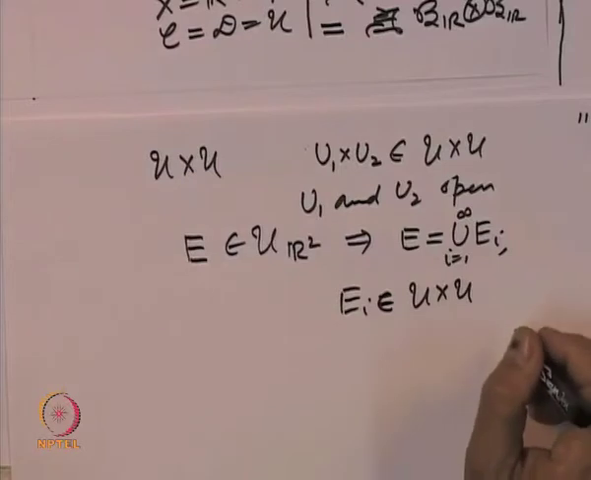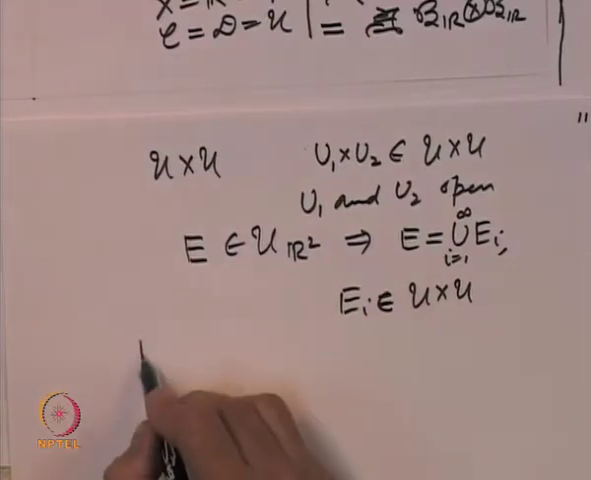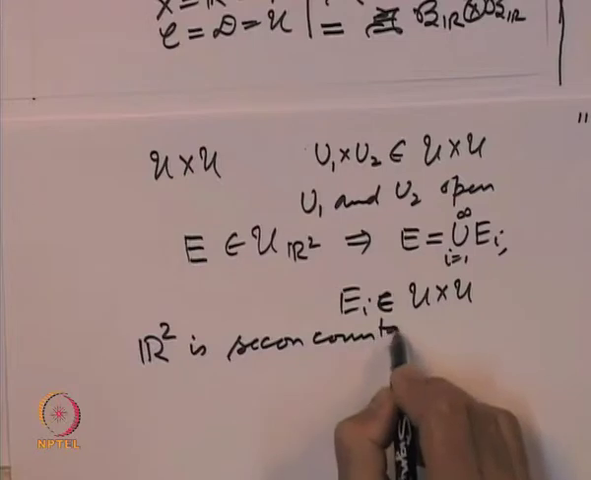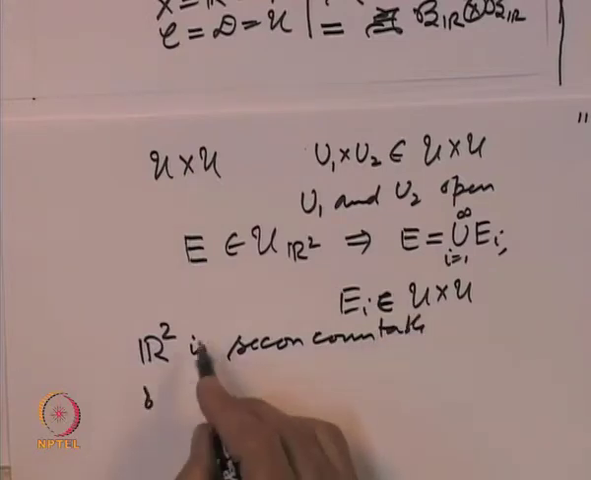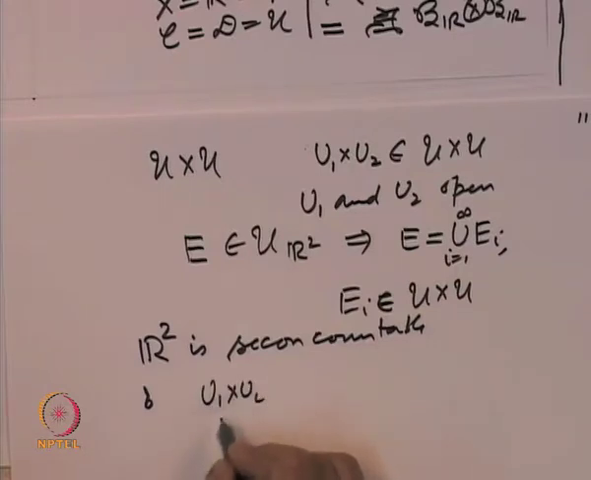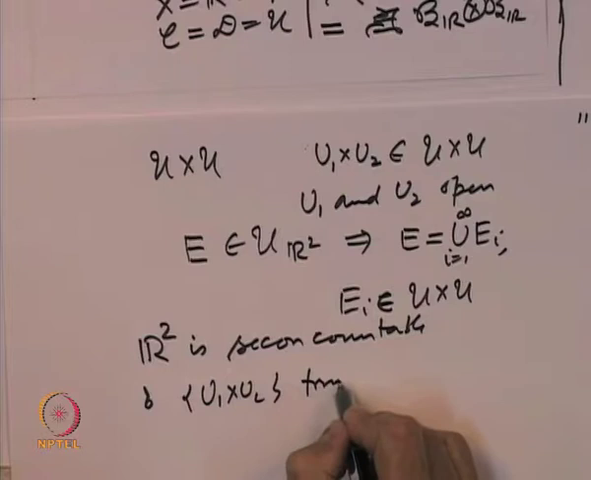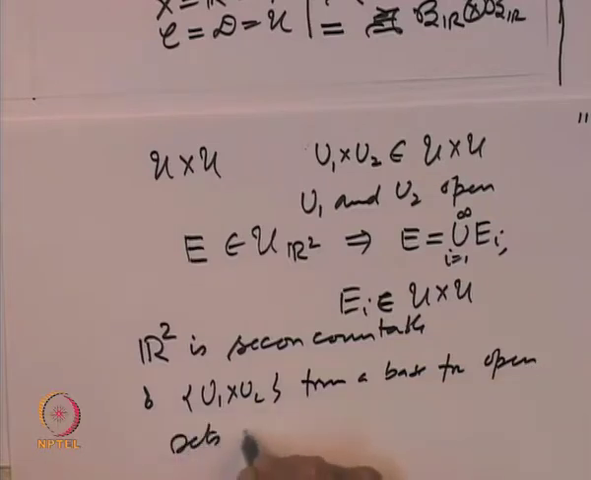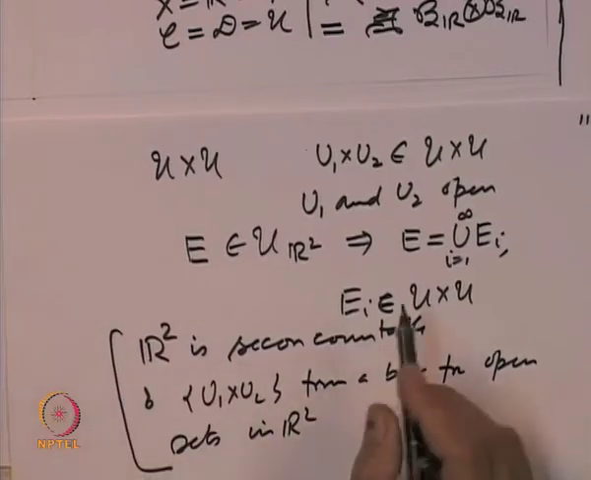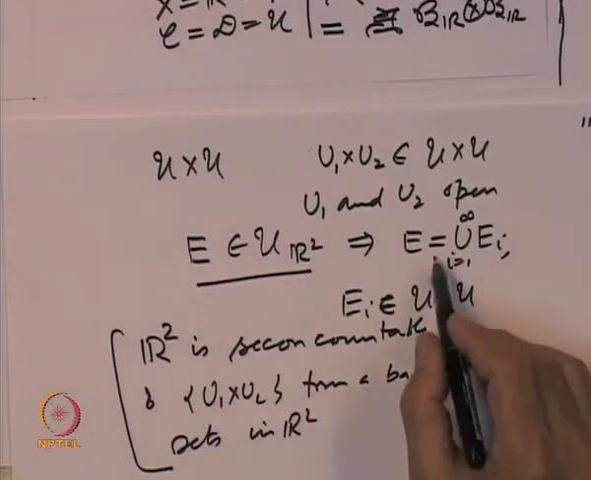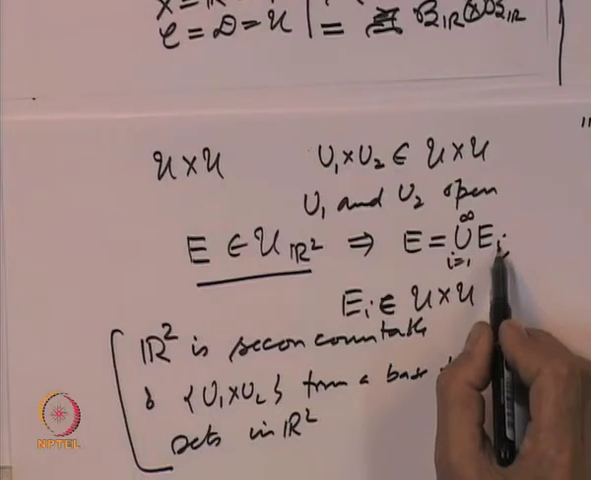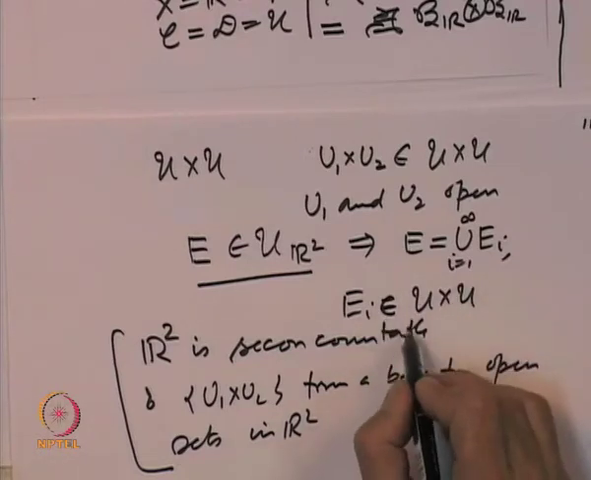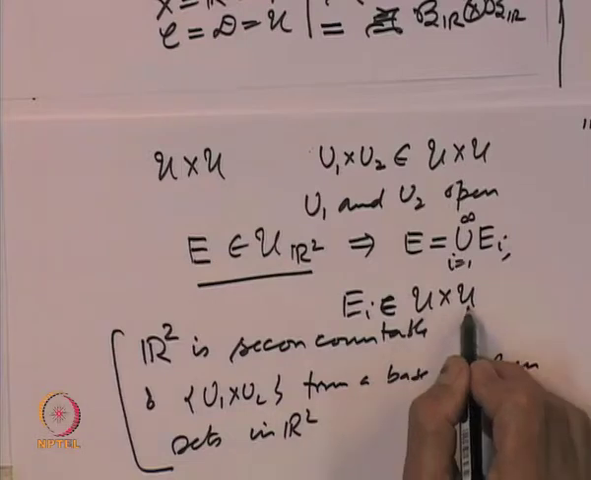This fact is from basic topology, namely R^2 is second countable and the sets U1 cross U2 form a base for open sets in R^2. Together these imply that every open set in R^2 can be written as a countable union of sets E_i, and these E_i's are open rectangles, you can call them. Each E_i is an open set cross another open set.